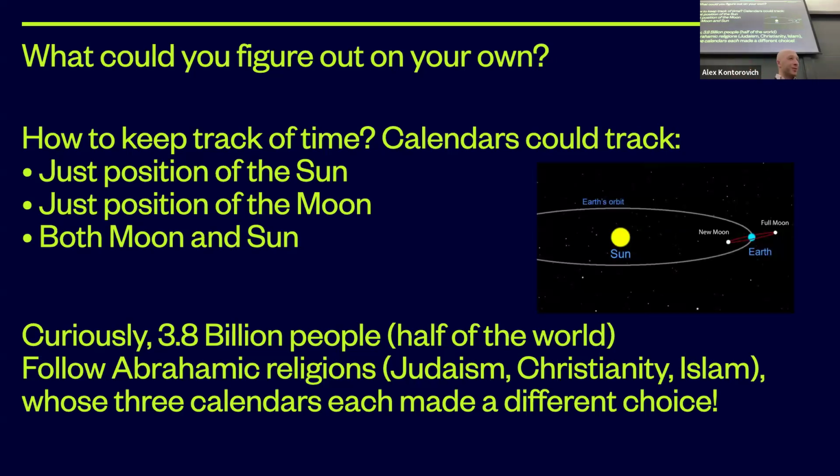Curiously, half of the world, about 4 billion out of the 8 billion people on this planet, follow an Abrahamic religion, at least culturally, the big three being Judaism, Christianity, and Islam. And in each of these three traditions, just by happenstance, each one chose a unique one of the three possibilities.